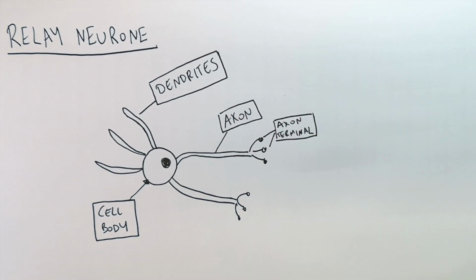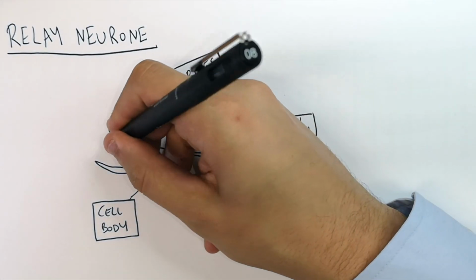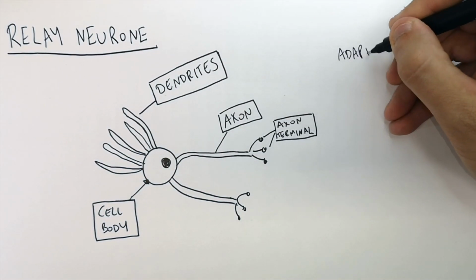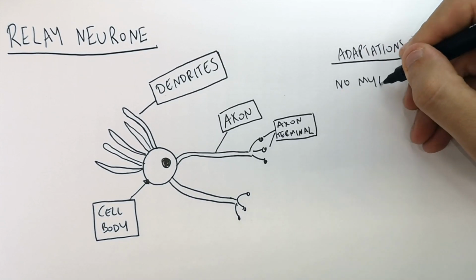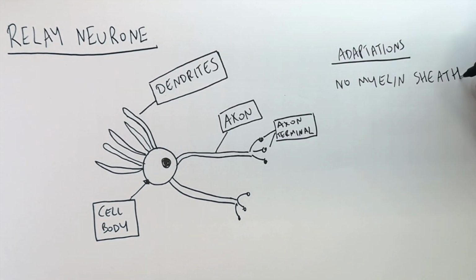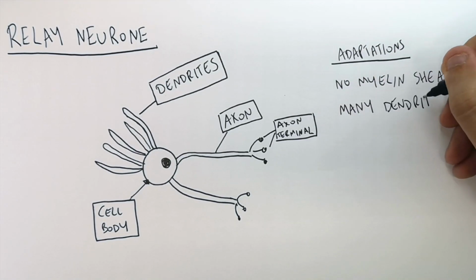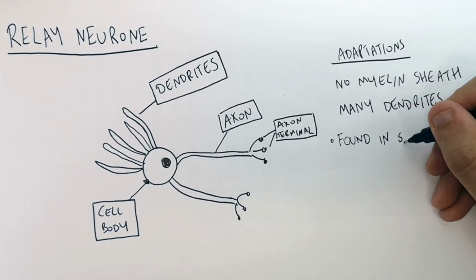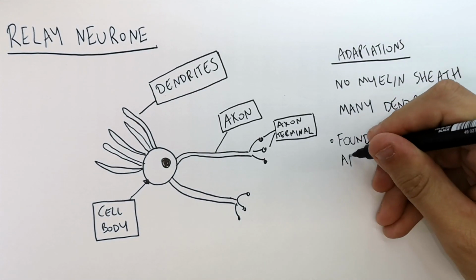The axon is unmyelinated. The relay neuron has got many dendrites. The adaptations are as follows. No myelin sheath, many dendrites, and it's found in the spinal cord and in the brain.